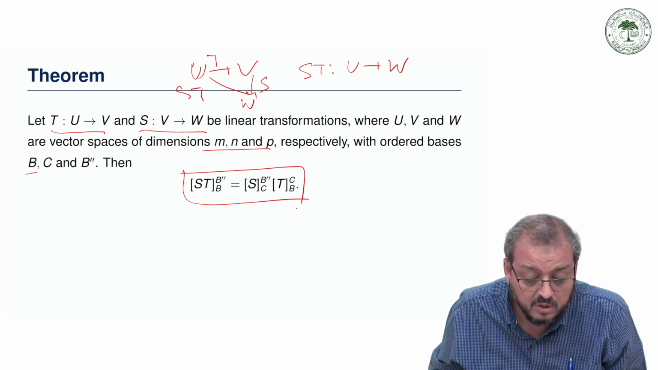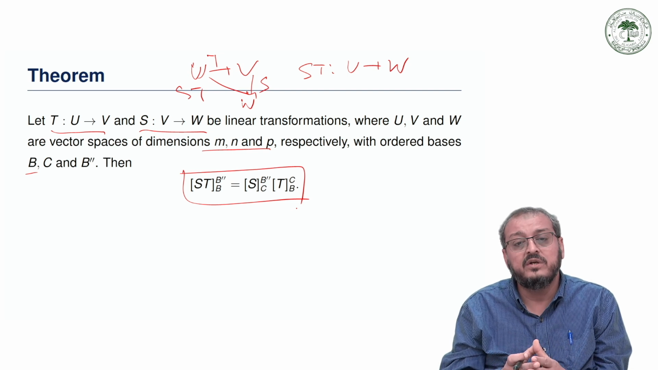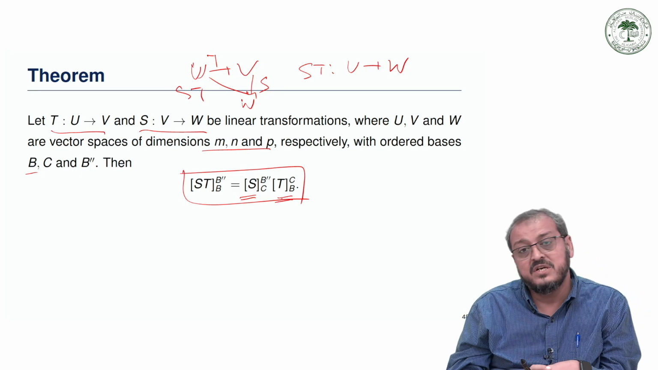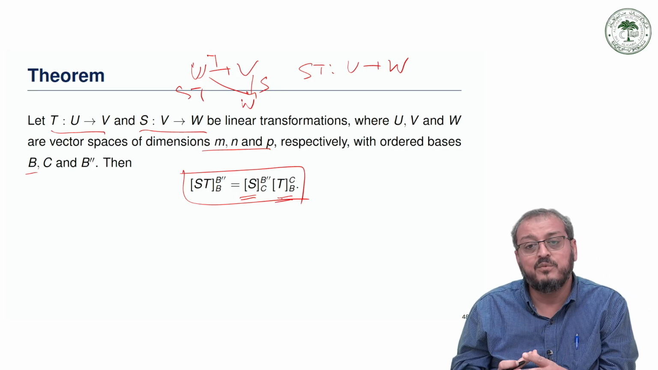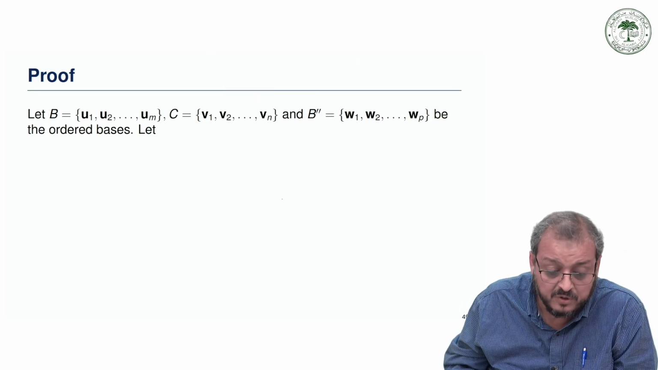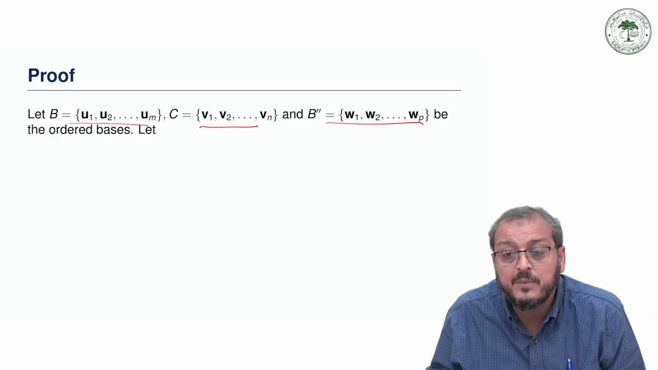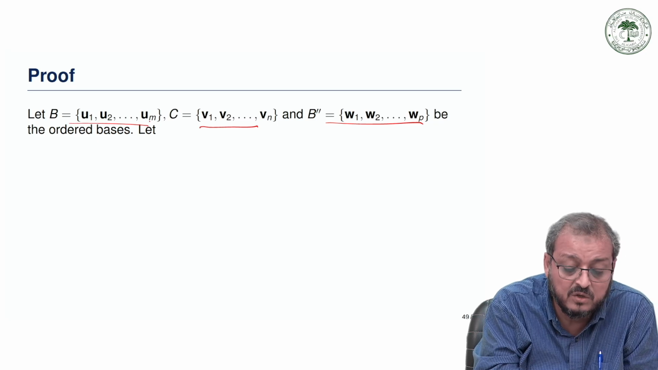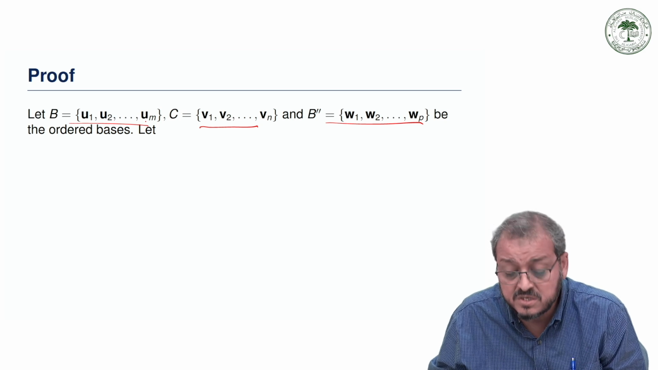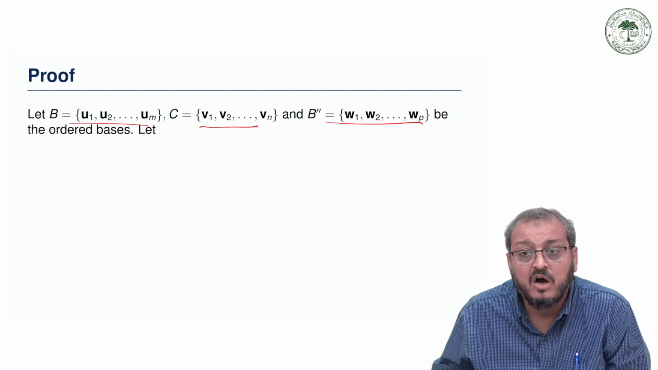Okay, so we try to prove this result using the same technique. We already have S and T as two linear transformations, so we have to calculate these two matrix representations, and then calculate the matrix of the composition. Because U has dimension m, V has dimension n, and W has dimension p, we take B equal to u1, u2, ..., um as a basis, C equal to v1, v2, ..., vn as a basis, and B double prime equal to w1, w2, ..., wp as the ordered basis.